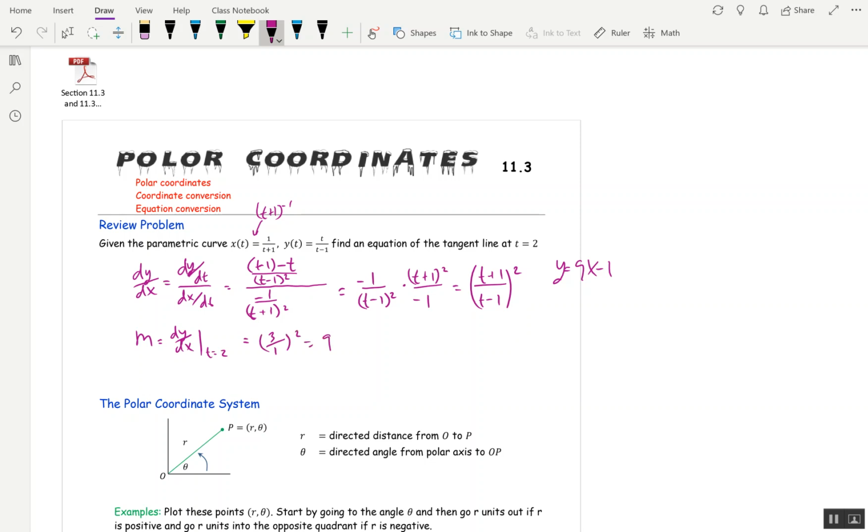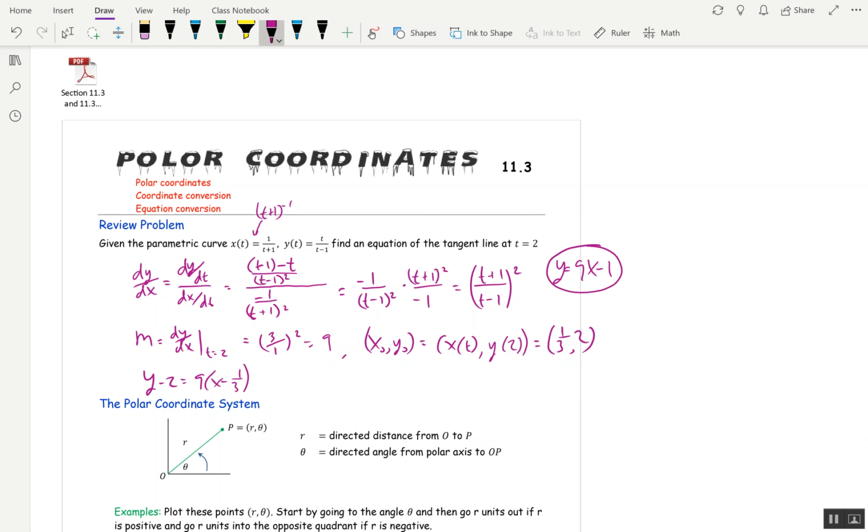The other ingredient I need for a tangent line is a point on the line. So I need my x naught, y naught, and that's going to be x at 2, y at 2. Put 2 in for t, and I get 1/3, comma, 2. Now use point slope. y minus 2 is 9 times x minus 1/3. Solve for y, and we get y equals 9x minus 1. Okay.